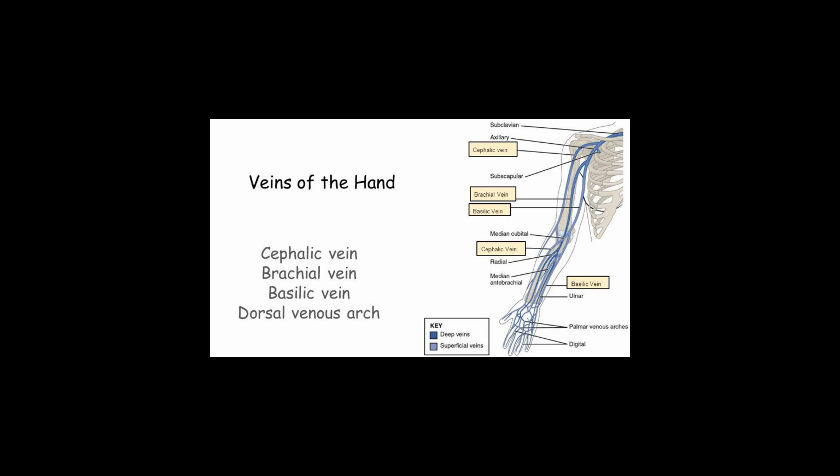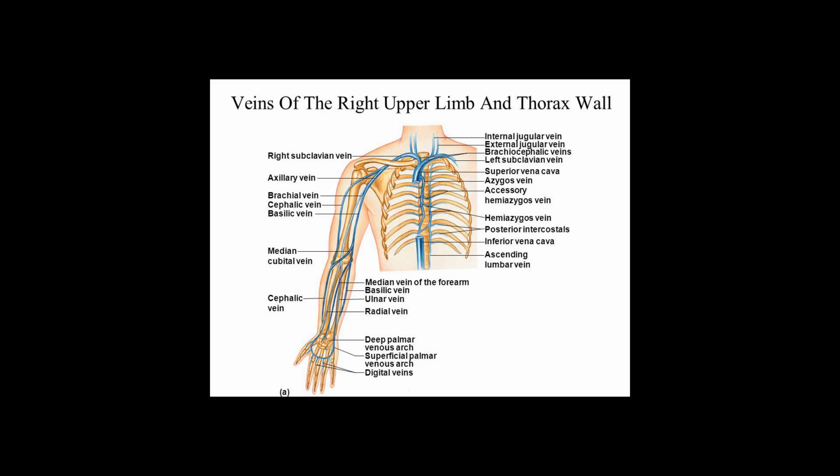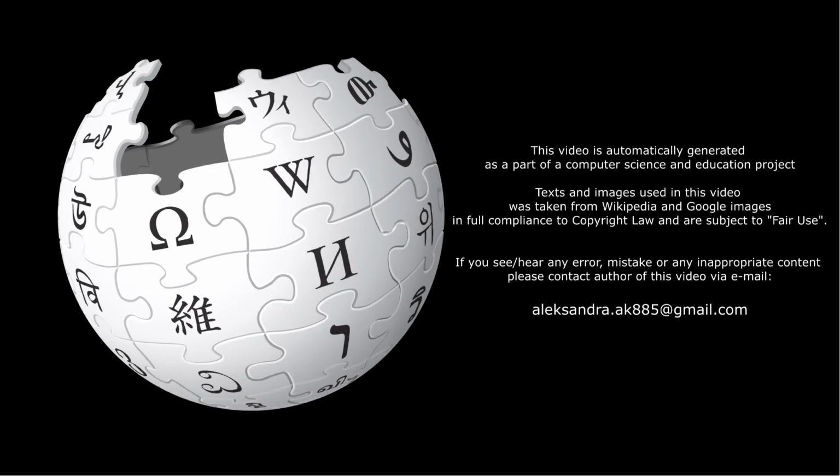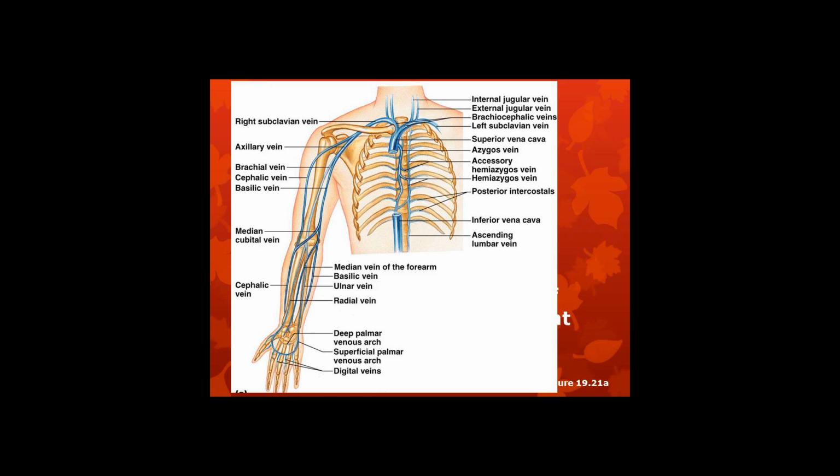Vascular surgeons sometimes utilize the basilic vein to create an AV, arteriovenous fistula or AV graft for hemodialysis access in patients with renal failure. Additional images.